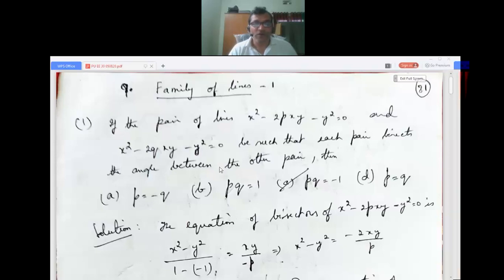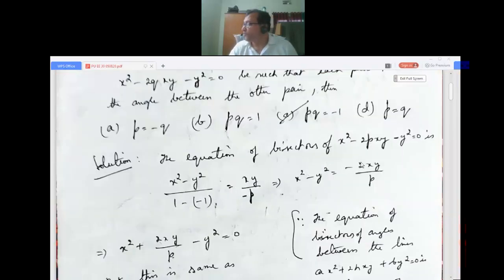See, if the pair of lines x squared minus 2pxy minus y squared equals 0 and x squared minus 2qxy minus y squared equals 0 be such that each pair bisects the angle between the other pair, then: a, p equals minus q; b, pq equals 1; c, pq equals minus 1; d, p equals q. Okay, first we take the first pair of lines.